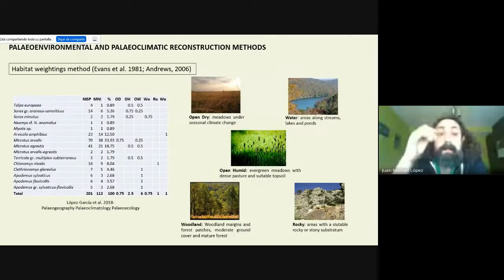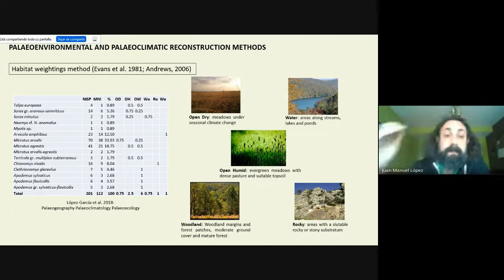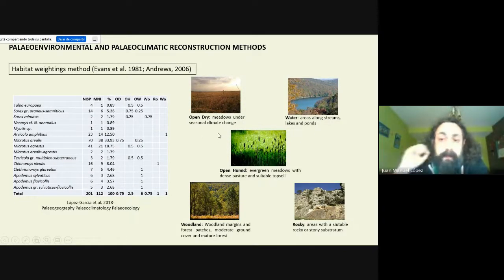Okay. These are the different methods we normally use to reconstruct the environment and climate with these small mammals or small vertebrates. For example, the habitat weighting method consists of the repartition of the different small mammal species. This is an example from another publication where you can find insectivores, bats, and rodents in different categories to simplify the interpretation: open dry, open humid, woodland, rocky, or water.